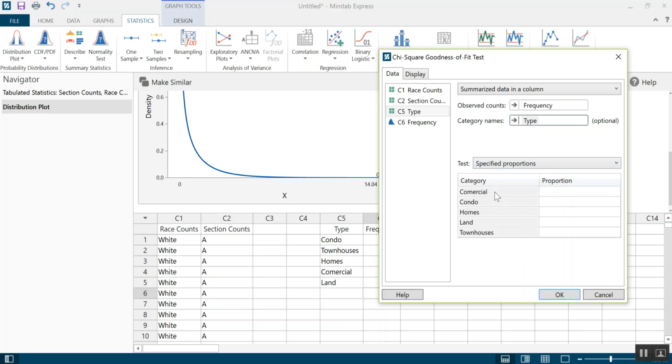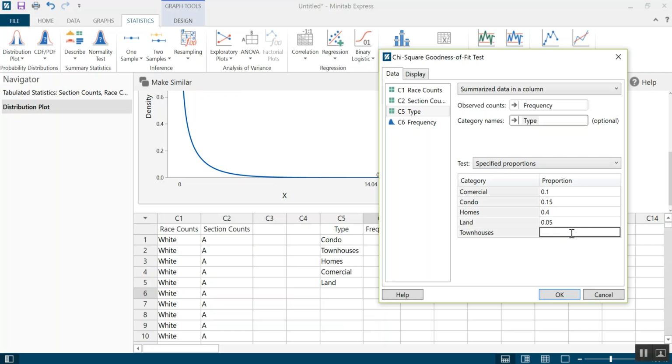So commercial, reading back into the document from before, how much was commercial? 10%. So I'm going to put in 0.10. And then condos was 15%, 0.15. See if it'll make another 0 for me. Oh, it did. And then homes was 0.40. Land, it organized this for me in a weird way, 5%. And then townhomes. Oh, it alphabetized it. That's why it doesn't match this.